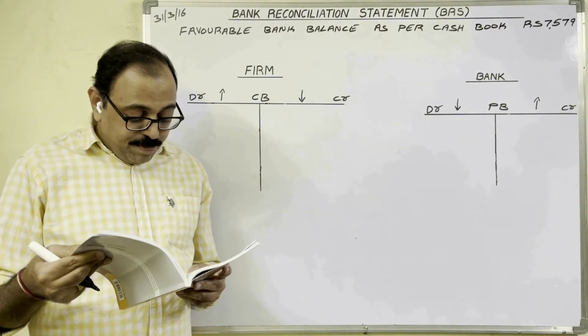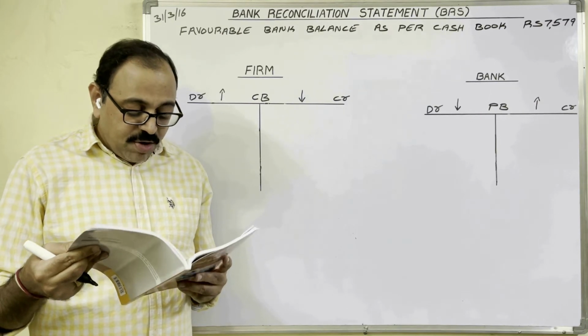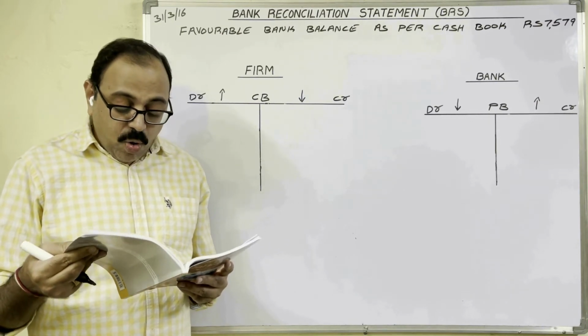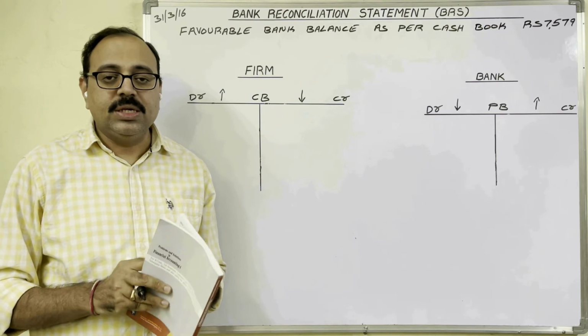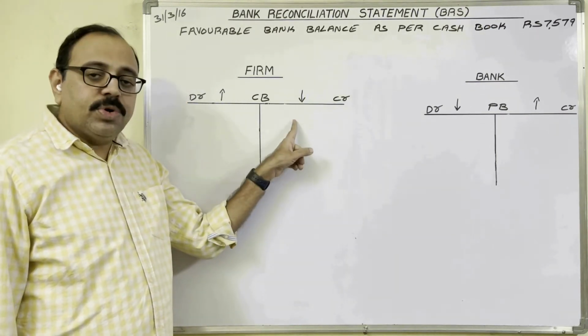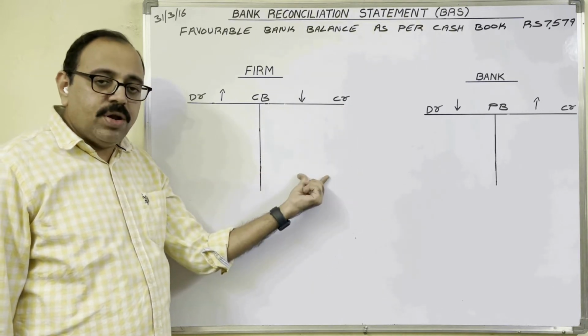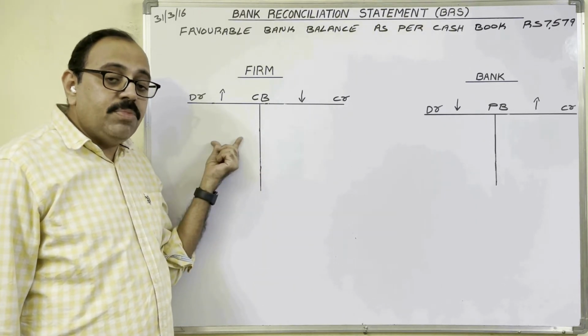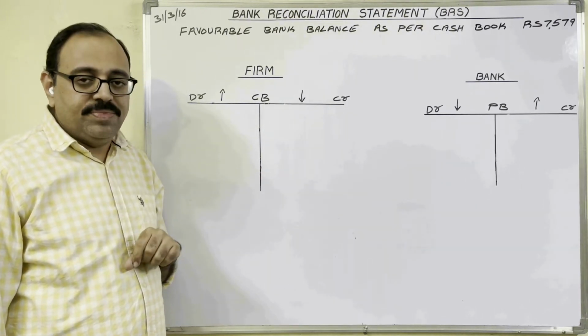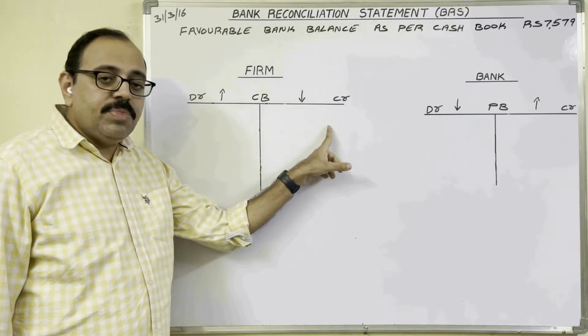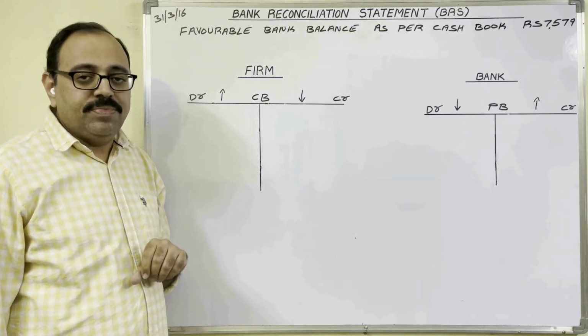Seventh point, the bank column on the payment side of the cash book was found to be overcast by 1000 rupees. This is a triple column cash book now. On the debit side, one bank column will be there, and on the credit side, one bank column. The debit side bank column is known as the receipt side bank column. The credit side bank column is known as the payment side bank column.